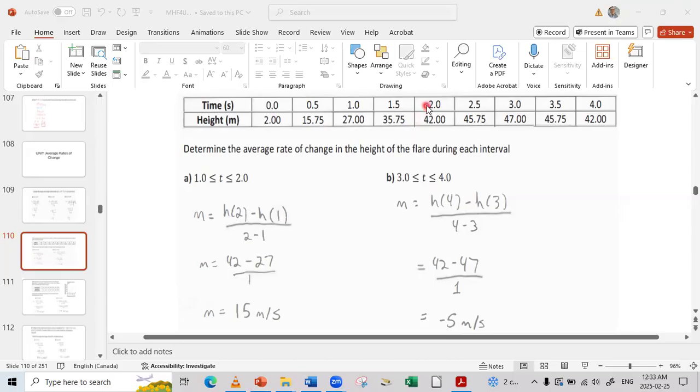On the height, we have the intervals 2 and 1. We only focus on this, 2 and 1 here. So when the interval was h2, how much is it? 42 meters. Minus h1. Here is h1. h1 is how much? 27. Divided by the interval, which is from 1 to 2. So 2 minus 1. That will equal, when I finish it, 42 minus 27, which is 15 divided by 1. So it will give me 15 meters per second.